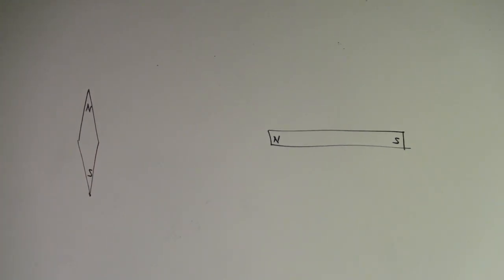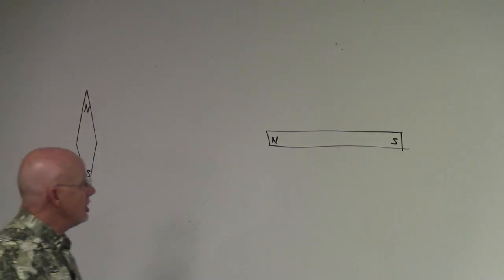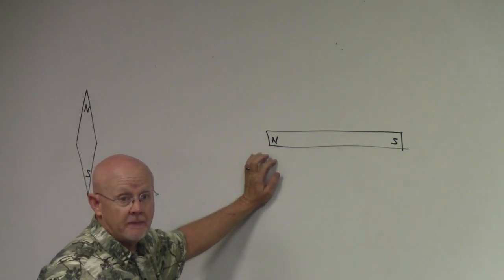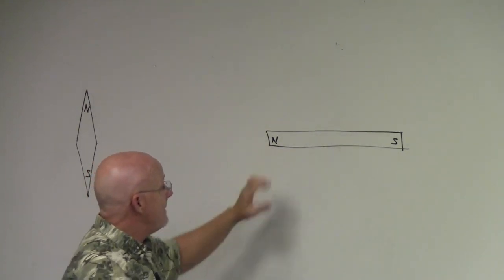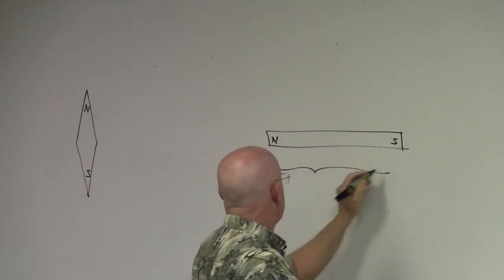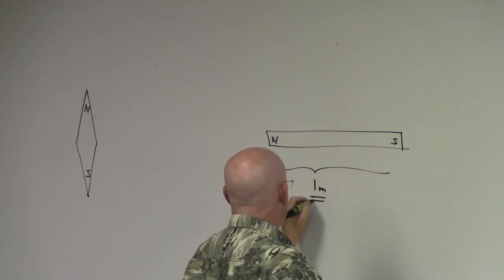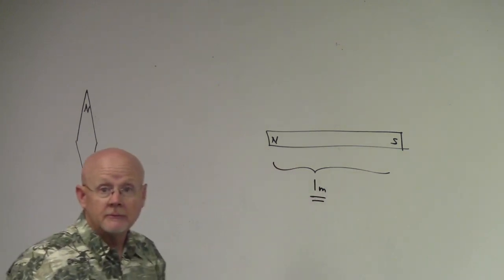Now, here's the first bit of equipment. In order to measure just a single pole, we're going to use a magnet that is over a meter long.